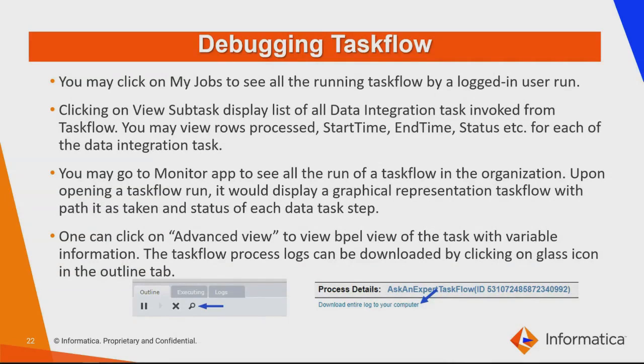Upon opening a task flow, it would display a graphical representation of the task flow with the path it has taken, the logic that it has performed, and the status of each of the data task steps. One can click on Advanced View to view the BPEL view of a task flow with variable information. The task flow process logs can be downloaded by clicking on the glass icon in the Outline tab. Just click on Download Entire Log to your computer to get a textual representation of the process log.